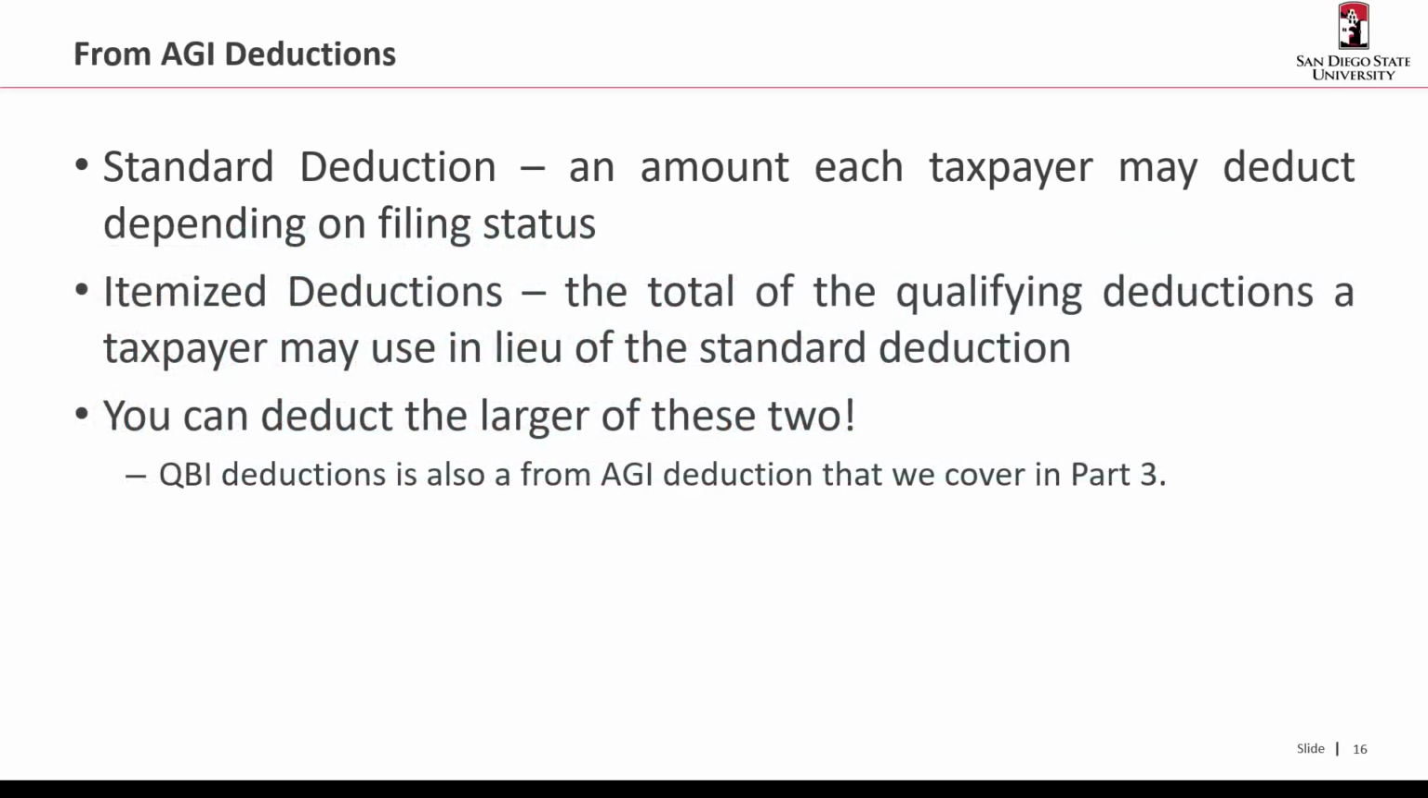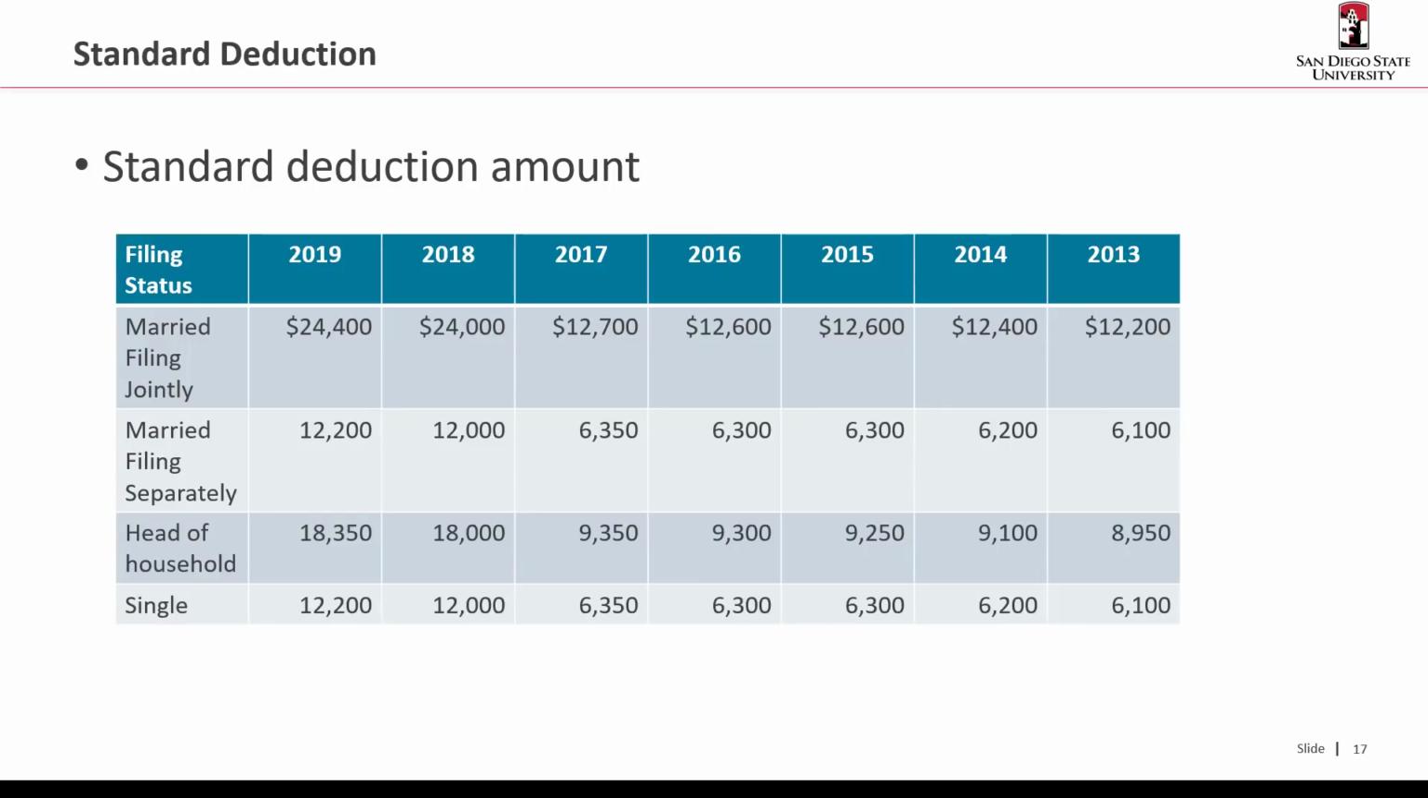If you look at the 1040, you will see another deduction below adjusted gross income called the QBI, or qualified business income deduction. All right, so here are the standard deduction amounts, and the reason I show the history on this is really to point out the drastic change between 2017 and 2018, where standard deduction amounts were increased considerably, right? They were nearly doubled in many instances.